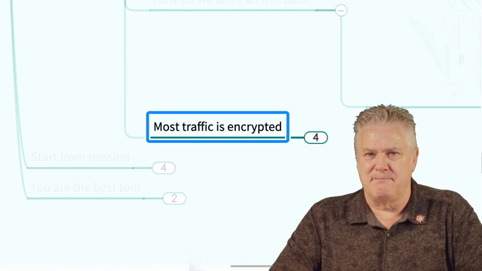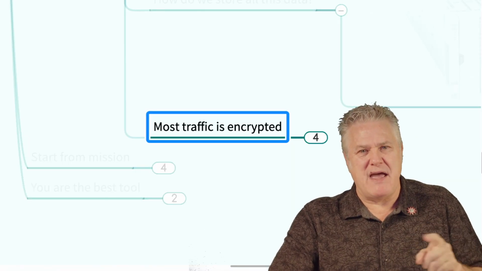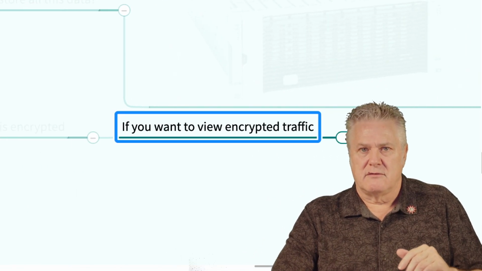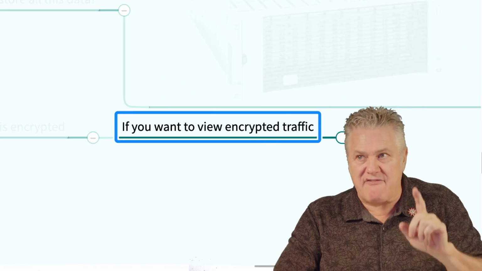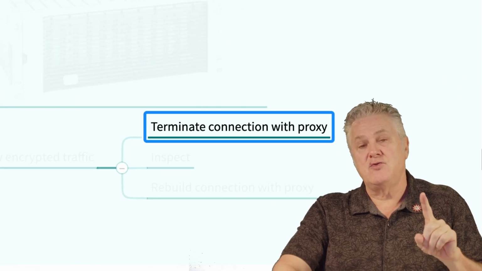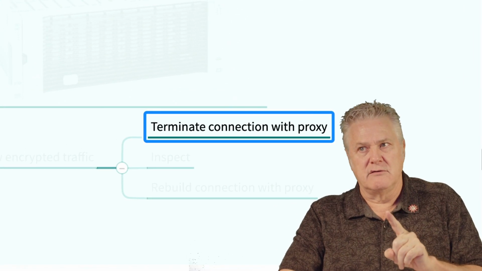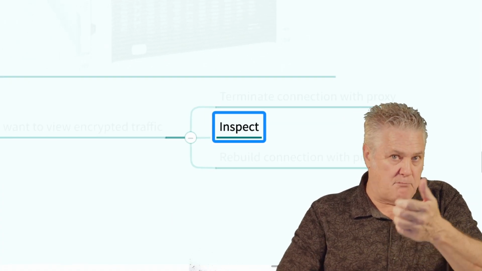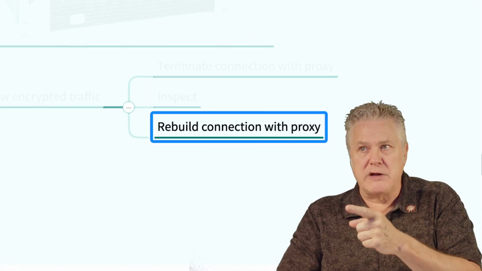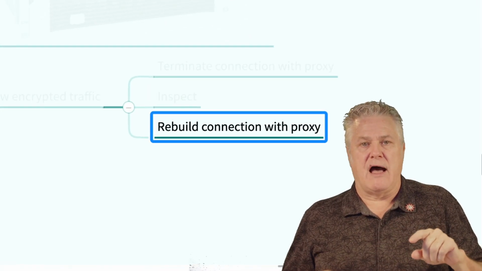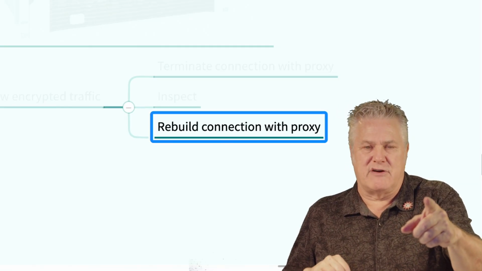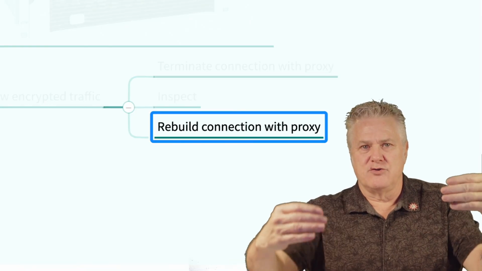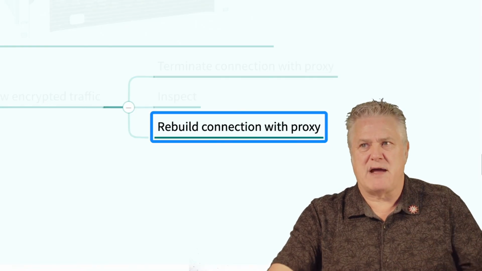Now we run into another problem. Most of the traffic that's being passed back and forth today is encrypted with TLS. So you say, well, Dean, I want to view that encrypted traffic. Okay, that's fine. That means that you need to terminate the connection with a proxy, do the inspection on that traffic for whatever you're looking for, maybe even pulling and capturing those packets, and then rebuild the connection with the proxy so that when I go to buy something on Amazon, for instance, it sets up the TLS connection between me and that server. What you're doing is you're inserting yourself in the middle and inspecting what's going on.